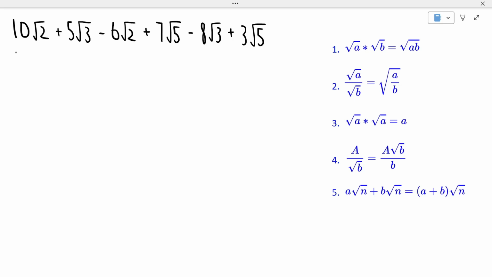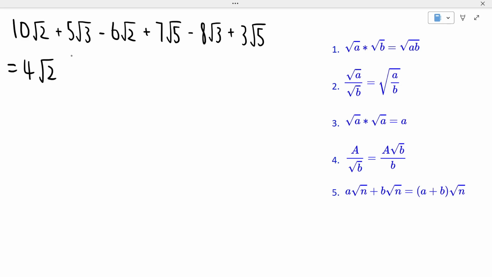So what about this one? In this expression, we can see square root of 2 terms, square root of 3 terms, and square root of 5 terms. To simplify this expression, we need to combine the like terms. So for the square root of 2 terms, we have 10 square root of 2 and minus 6 square root of 2. So to combine them, we need to add them up. 10 square root of 2 minus 6 square root of 2 is equal to 4 square root of 2, so we can simplify this as a single expression.